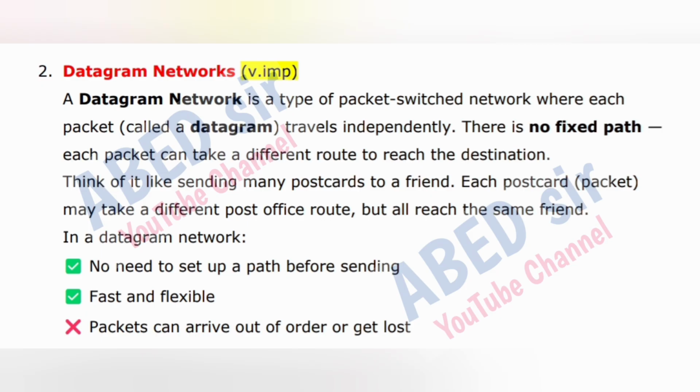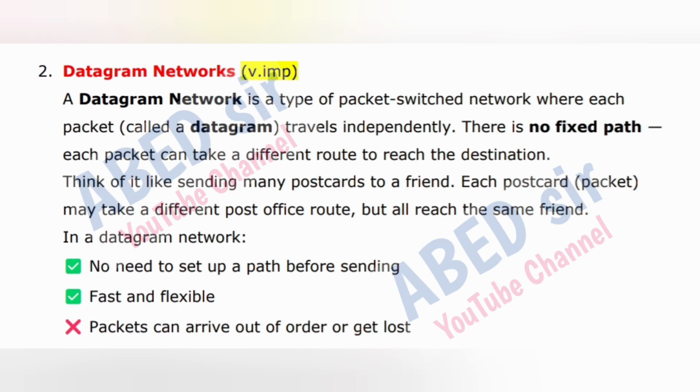Datagram networks. A datagram network is a type of packet-switched network where each packet, called a datagram, travels independently. There is no fixed path. Each packet can take a different route to reach the destination. Think of it like sending many postcards to a friend. Each postcard, packet, may take a different post office route, but all reach the same friend.